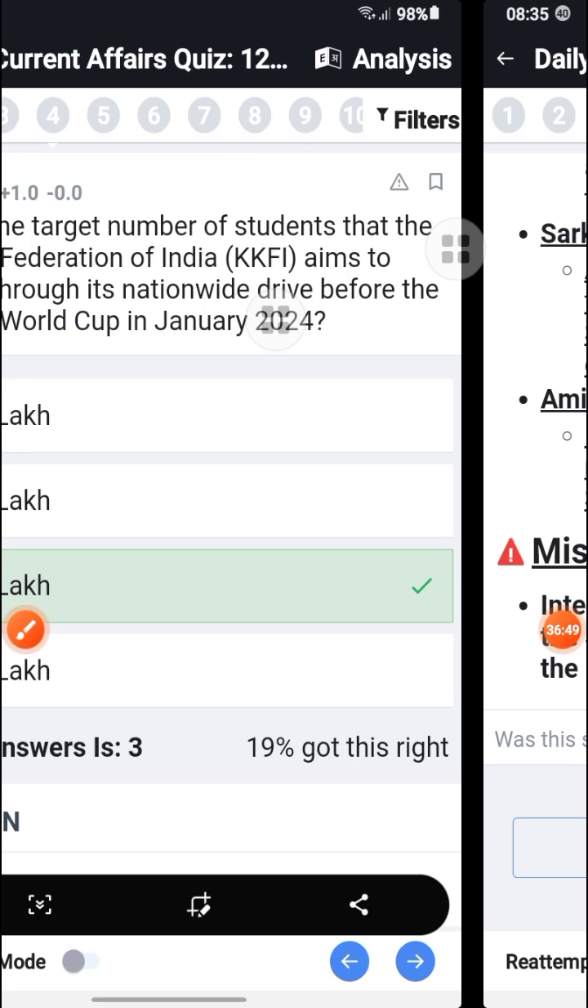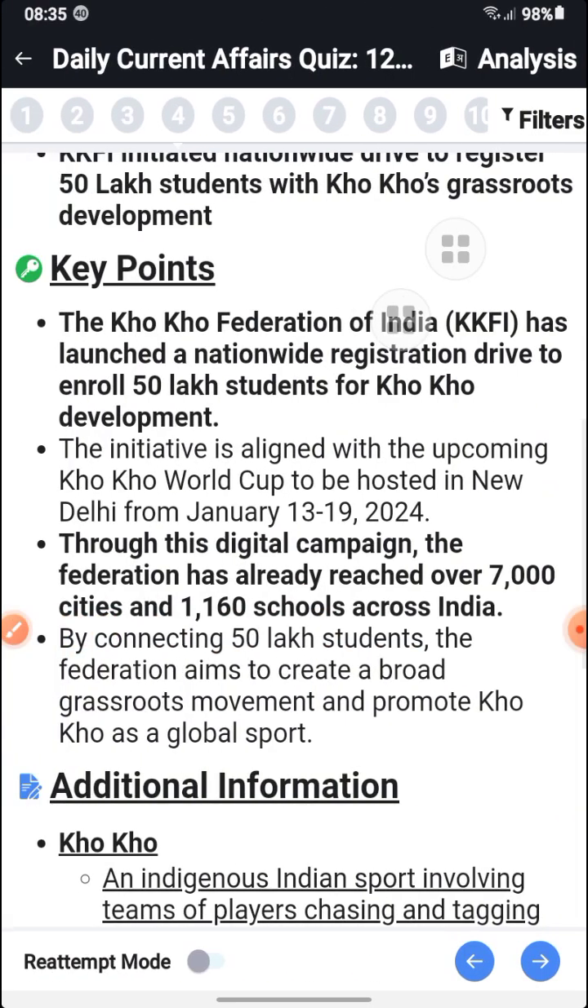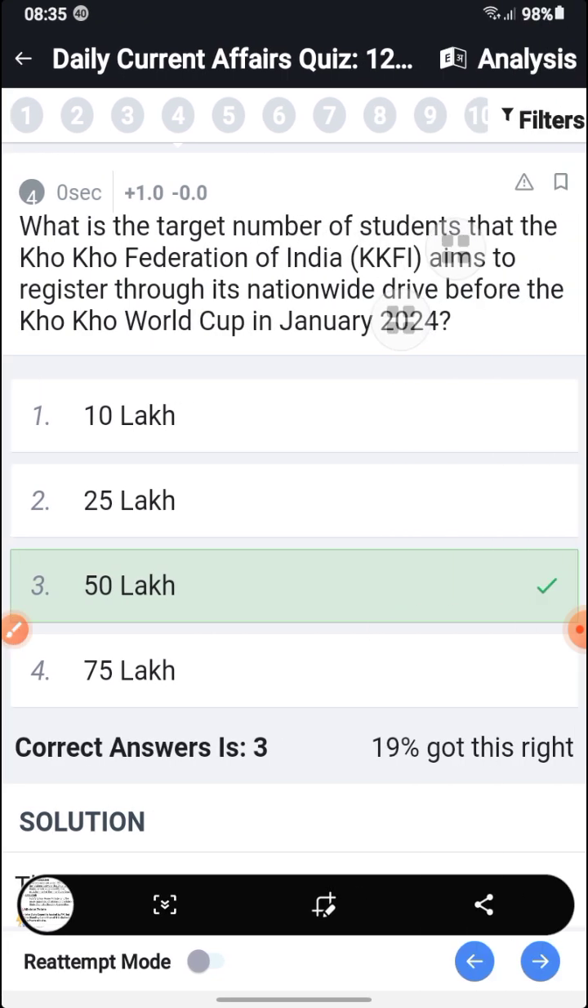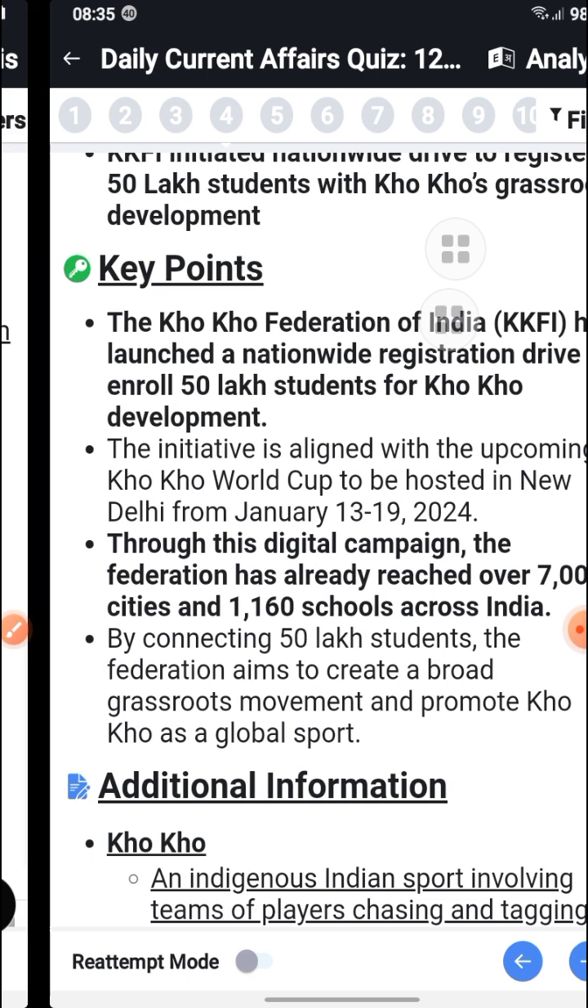Next question: what is the target number of students that the Kho Federation aims to register? That is 50 lakh. The Kho Federation has launched a nationwide registration drive of 50 lakh students for Kho development, called the Kho Cup. Through this digital campaign, the federation has already reached 7,000 cities and 1,160 schools across the country. The federation aims to create a broad grassroots movement and promote Kho.